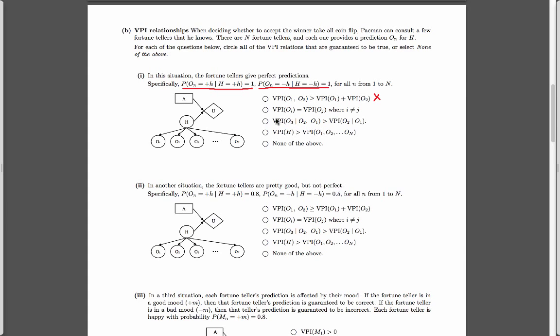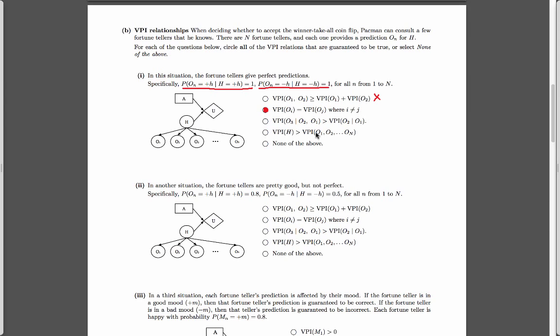The next statement is saying that VPI of Oi for some i is equal to VPI of Oj for a j not equal to i. So the VPI of a fortune teller given his or her prediction is the same as the VPI of a different fortune teller giving the prediction. And because these probabilities are the same for all fortune tellers, and therefore this problem is symmetric, this case does hold, and this is true. So let's mark in this bubble.